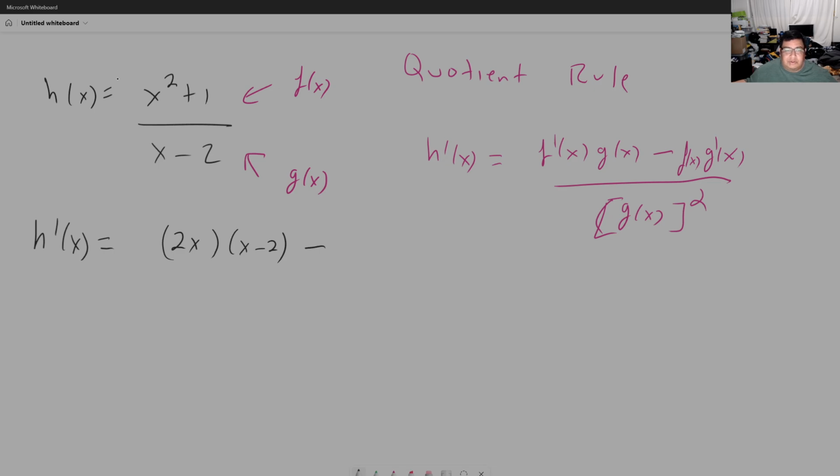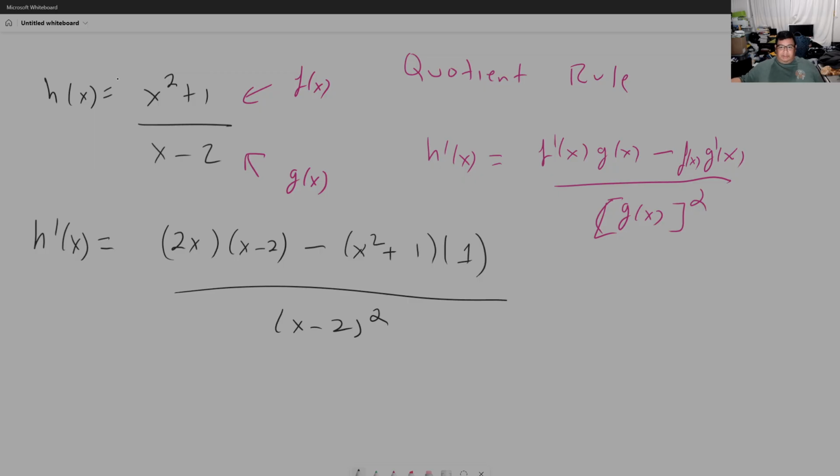Then we do minus f of x, that's x squared plus 1. And then the derivative of g of x is 1. Then we divide it by (x minus 2) squared.